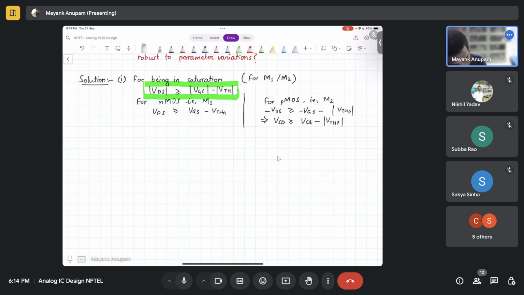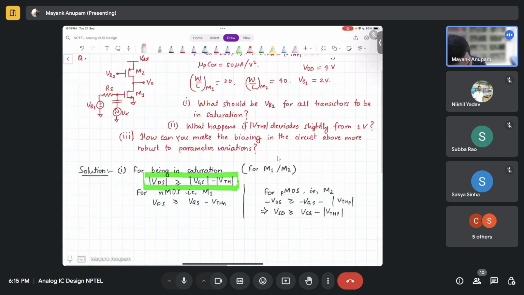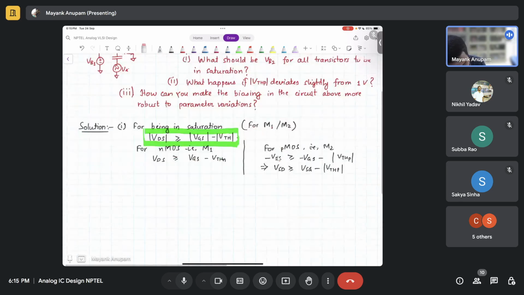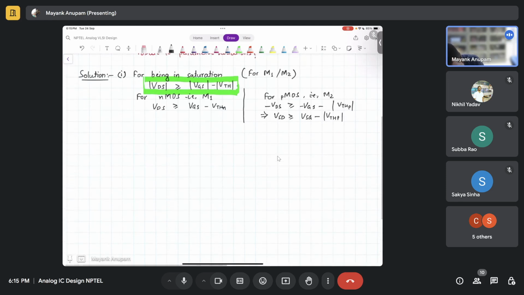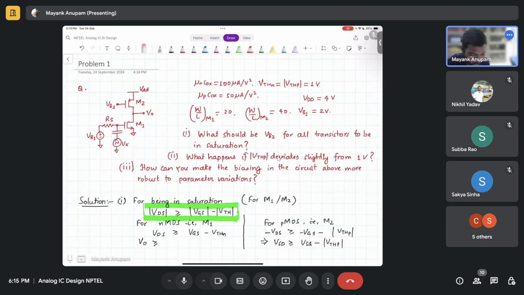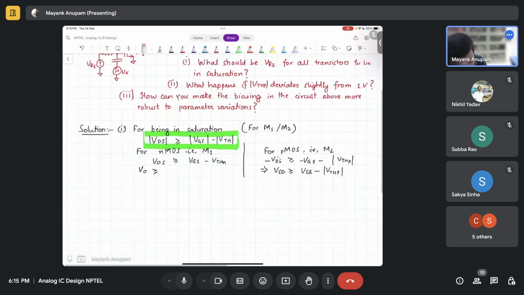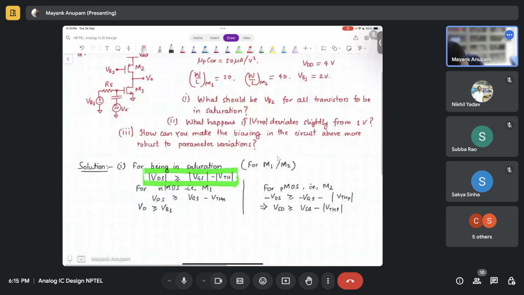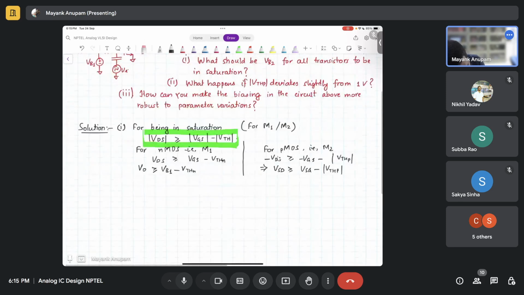All right, fine. So this is the condition for saturation, right? Now tell me, what do I do? How will it look like for both of them? For M1 it will look like VO, VD is VO, VS is 0, so this is greater than VG. VG is how much? Just ignore for the time being that Vi is there. I'm talking about the bias condition, so Vi can be ignored now. VB1 is the VG, so VB1 minus VTHN.